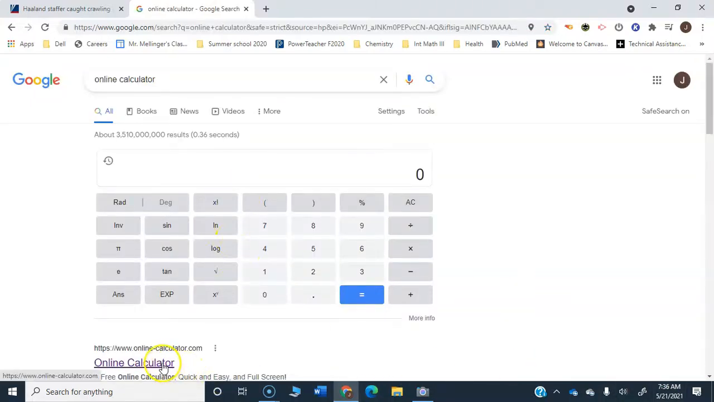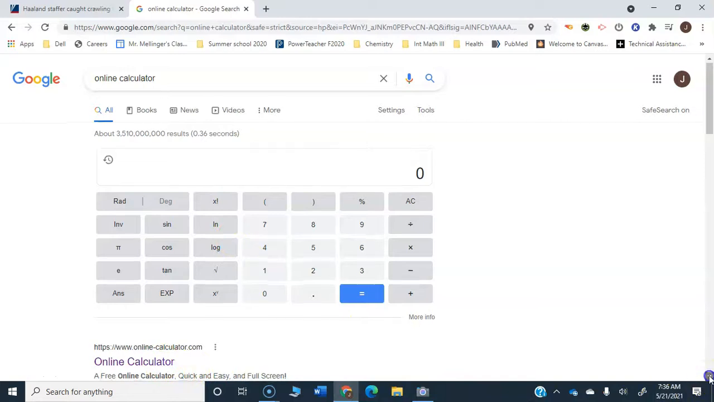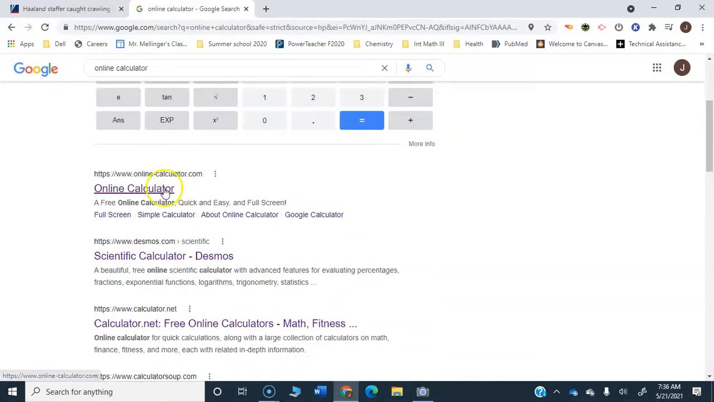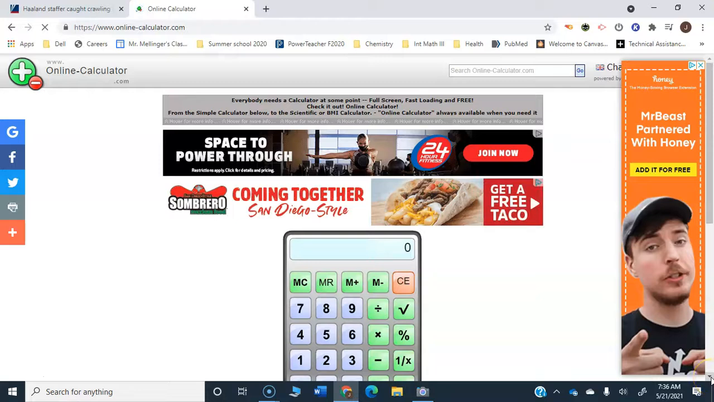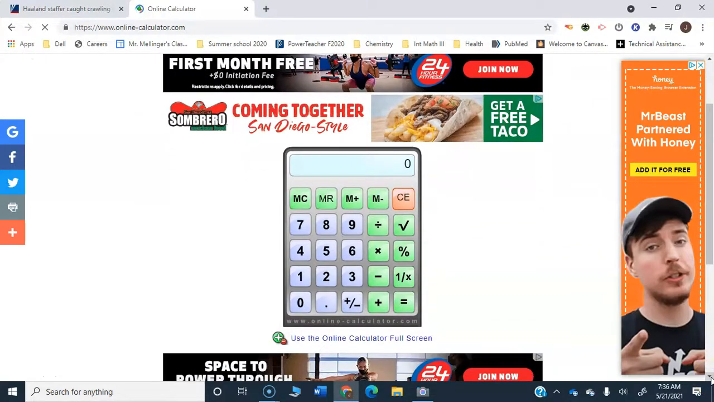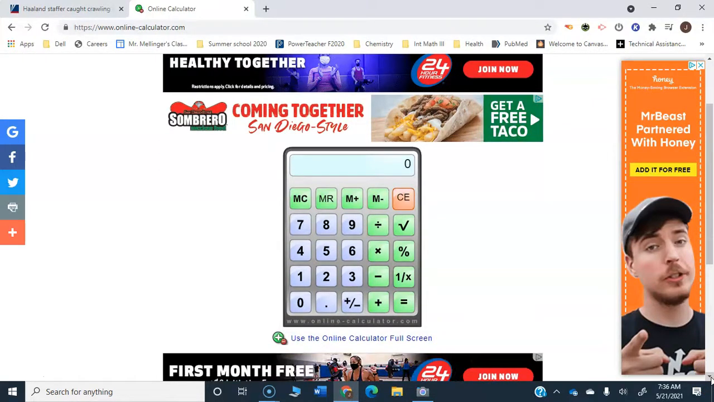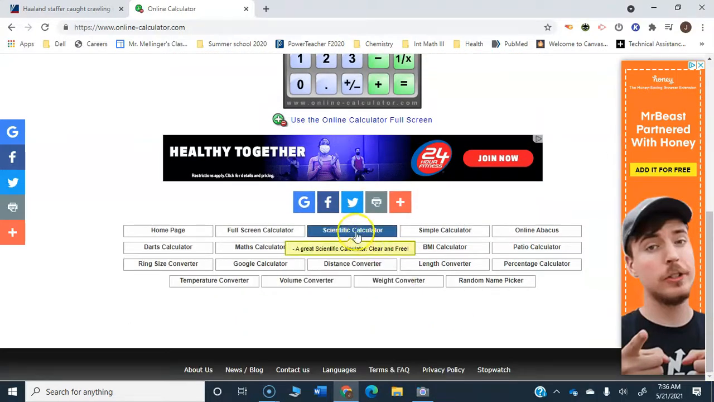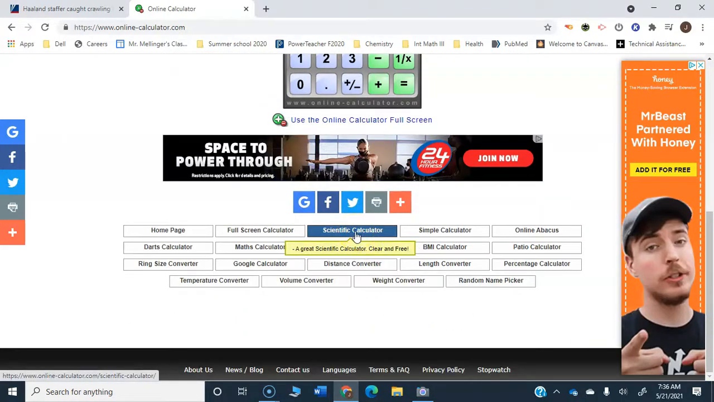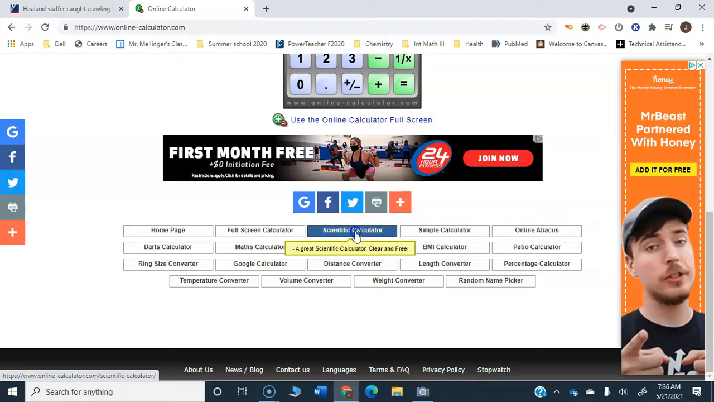But the one I would recommend you use is, you see the link down here. It's the very first link. It's called Online Calculator. Click on that. Now, on the home page of Online Calculator, it brings up a calculator that we're not going to use. It doesn't have enough functions on it. It's a very simple calculator. So you're going to go down here to the bottom, and right here top center says Scientific Calculator. You're going to click on that.